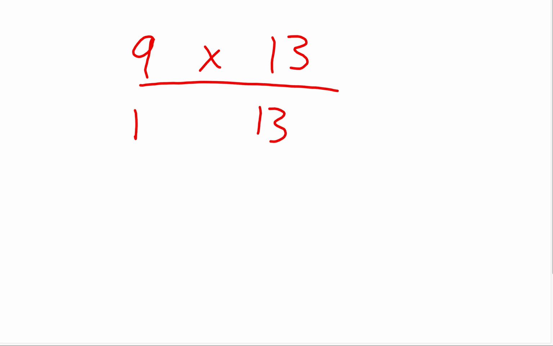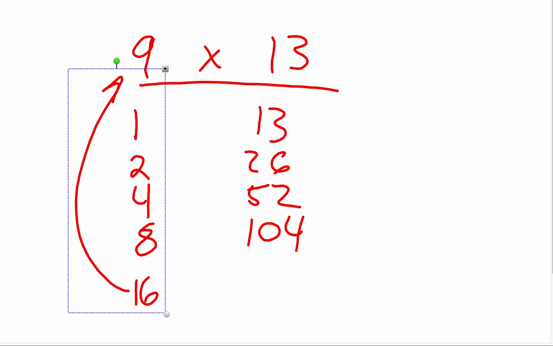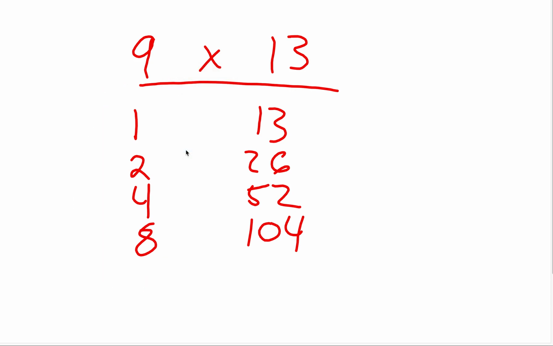We'll do one more, let's say we're doing our old 9 times 13. So we're going to start with 1 and 13, 2 and 26, 4 and 52, 8 and 104. Now I'm going to stop. The reason I'm going to stop is because the next one would be 16, but 16 is more than 9. So we're not going to use that. I'm going to erase that. So we just stop here.